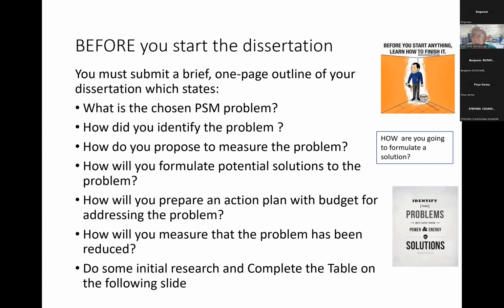The solution might be, I'm going to do staff training. I'm going to train all the staff to be aware about expiry dates. Then how am I going to do that? How am I going to implement that training? That's my action plan. How am I going to measure that the problem has been reduced? Well, that would be the expiry rate. That would be my key performance indicator.